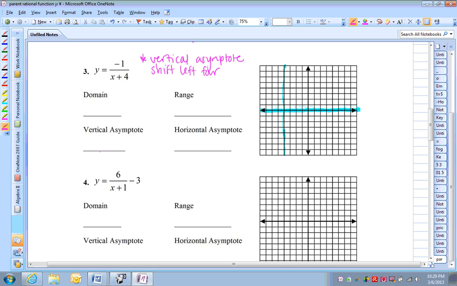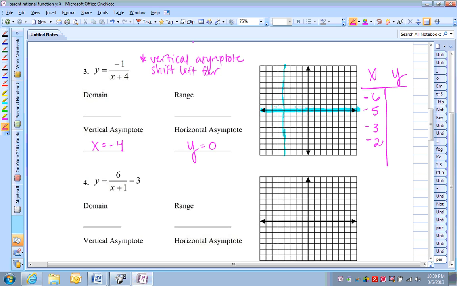I can even go ahead and write those in. My vertical asymptote is x equals -4. And my horizontal asymptote is y equals 0. So I go ahead over to my table. And remember, I picked 2 x values to the left of my asymptote and 2 x values to the right of my vertical asymptote. So I'm going to choose -6 and -5. And I'm going to choose -3 and -2.